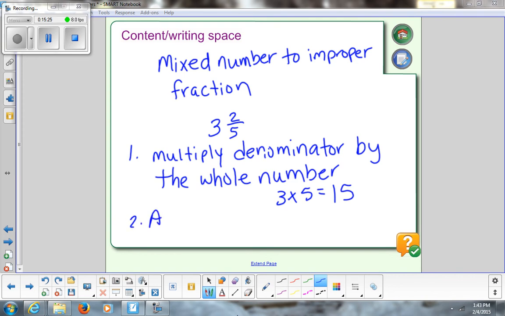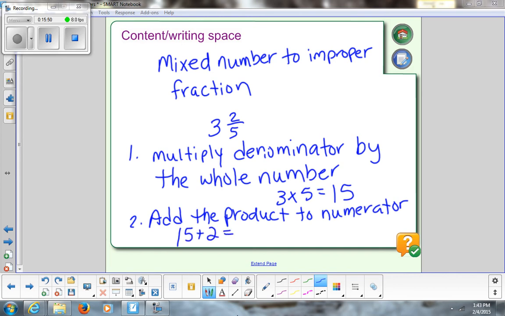15. I'm going to add the product. What is a product? The answer to the multiplication problem. To the numerator. What is the numerator? The top number. Okay, so I'm going to add what two numbers? 15 and 2. 15 plus 2 is what? 17. And my denominator always stays the same.